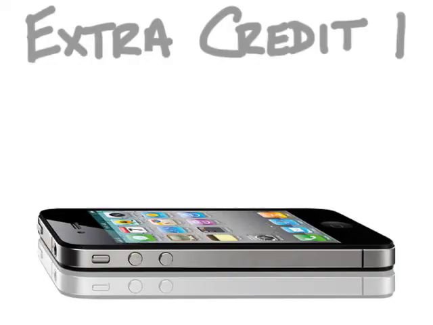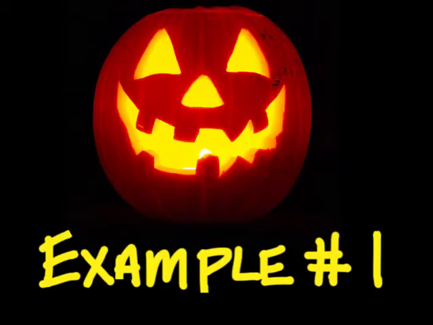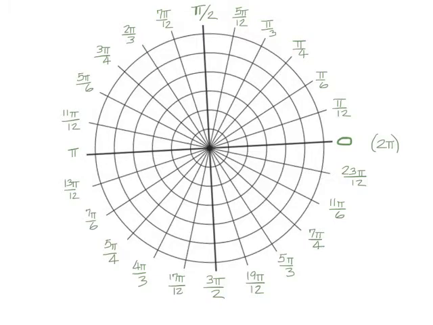Extra credit number 1. Example number 1. Negative 5 and 3 pi over 4. Find 3 pi over 4. Where is that at? What quadrant? Second quadrant. It's right here.